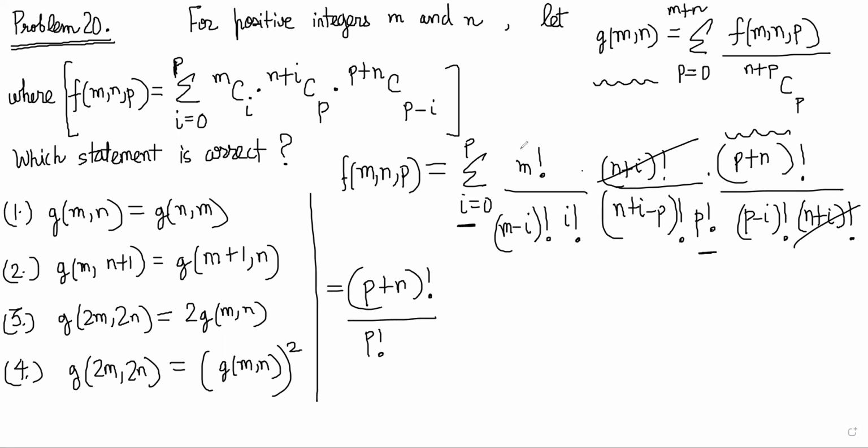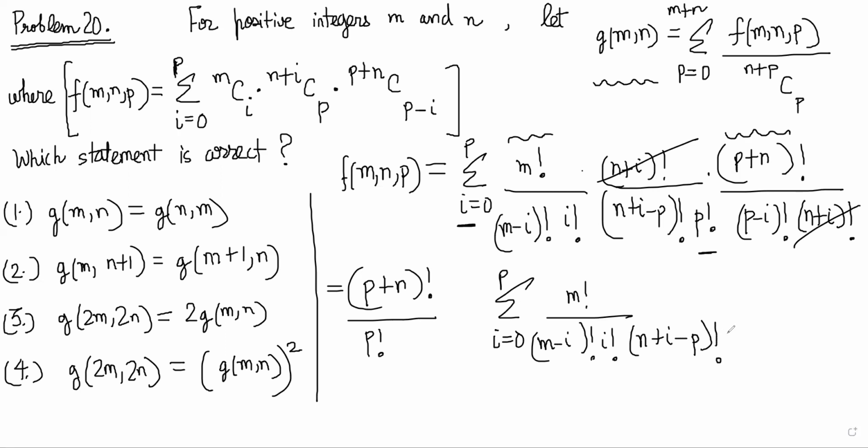Why am I not taking out the m factorial and all? Because right now I will try to combine those with the remaining terms here. So what I will say is summation I goes from 0 to p. You have m factorial by m minus I factorial. You have n plus I minus p factorial. And you have p minus I factorial. And that's it. This is what you have here. And outside we have p plus n factorial by p factorial.